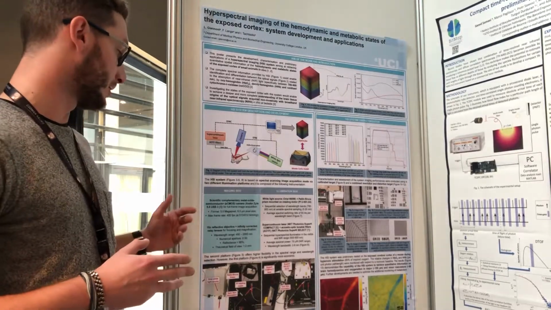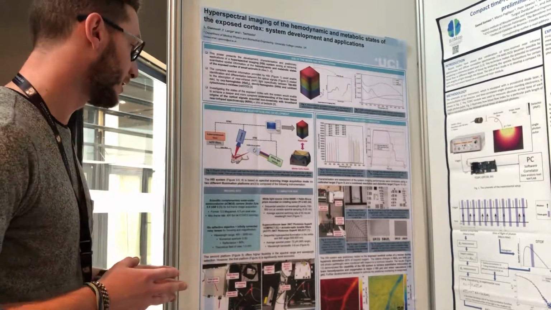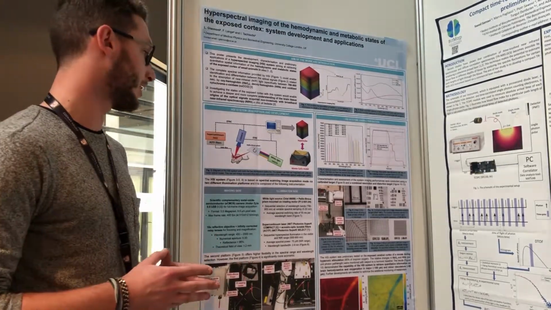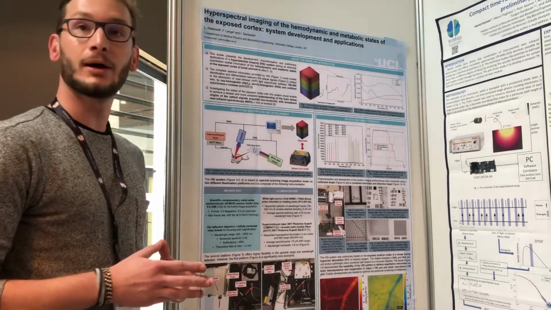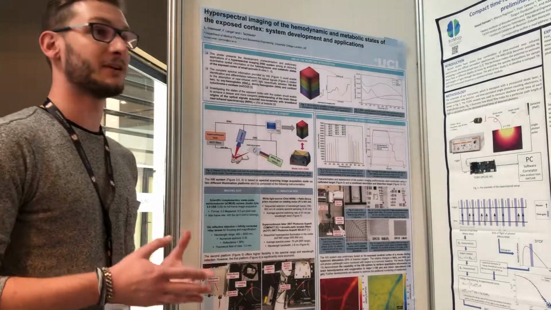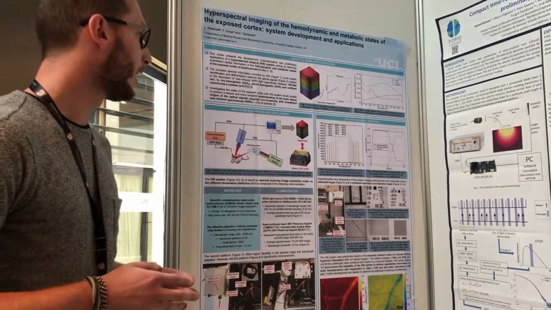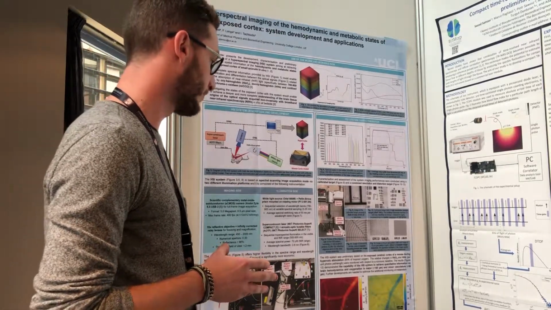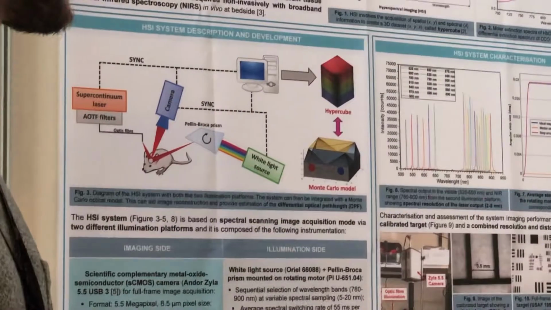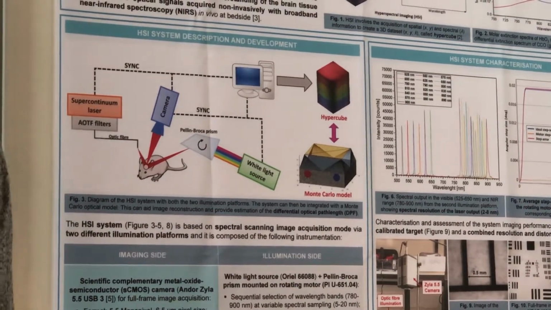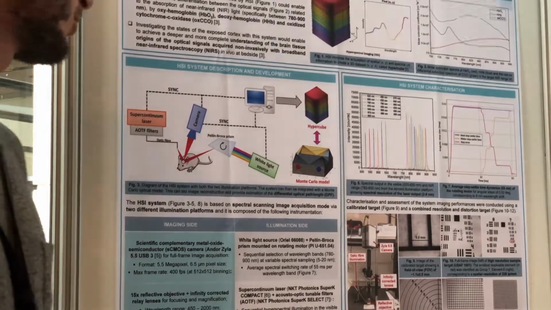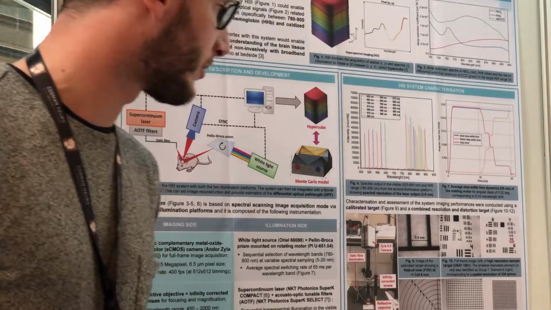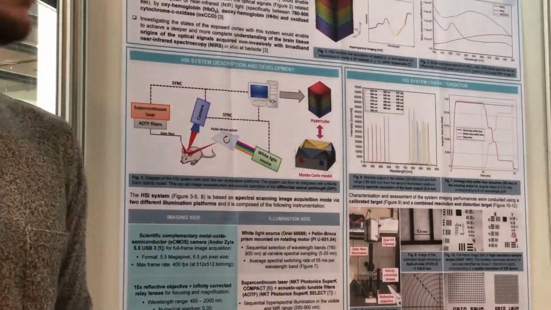The two illumination platforms then basically illuminate the target, and the reflected light is acquired by a scientific CMOS camera that has a 5 megapixel format. We characterized the imaging capabilities of the system, and we were able to reach a field of view of about 1 by 1 millimeter, which is suitable for small animal imaging and small animal models. And we also reached a spatial resolution of about 228 line pairs per millimeter.